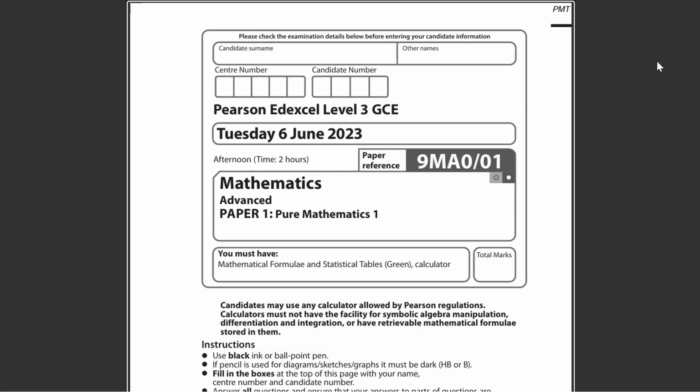Okay, so this is a walkthrough of the June 2023 paper 1. If you want to have a go at the paper yourself, I'll link it in the description. If you want to do any exam conditions, remember you have 2 hours and you're allowed access to the formula booklet, which I'll link in the description as well.